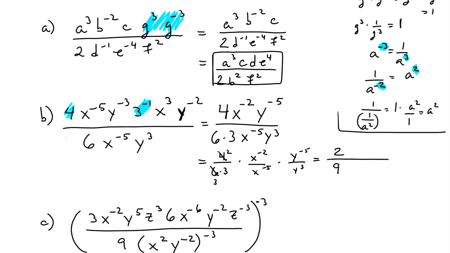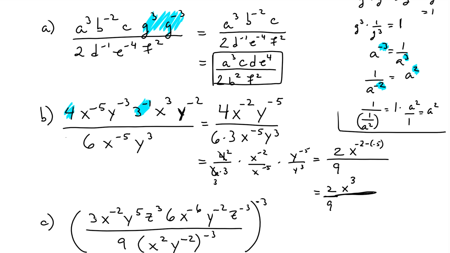x to the minus 2 over x to the minus 5. So this is x to the minus 2. Oh, careful here. I'm going to subtract minus 5, right? So overall, that's going to give me x to the minus 2 minus minus 5. So minus 2 plus 5 is 3.